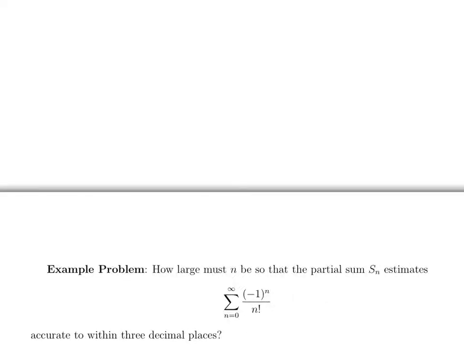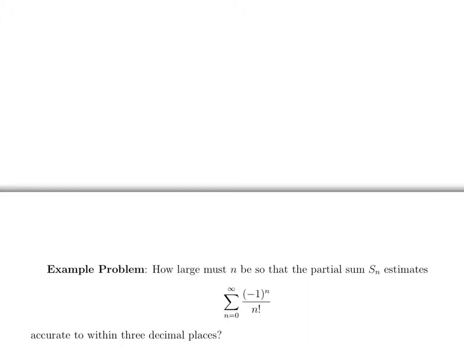Hello math fans. Here's a problem we're going to work on today. We're going to try to determine how large n must be so that the partial sum, s sub n, estimates this series, the sum n goes from 0 to infinity of (-1)^n over n factorial. I want that partial sum to be accurate to within 3 decimal places.